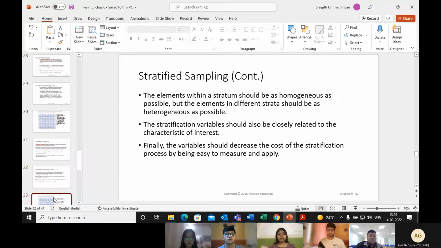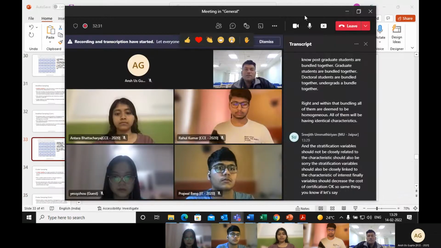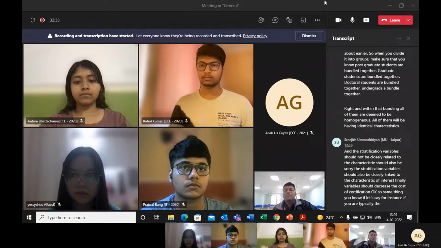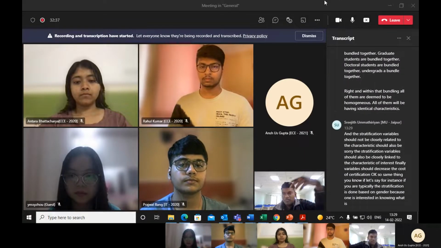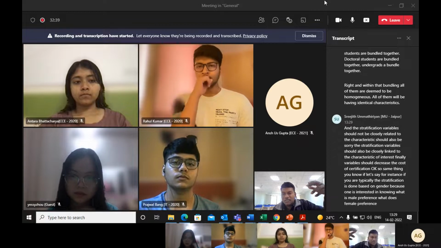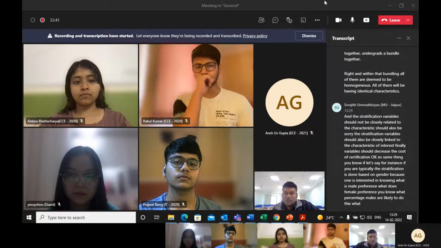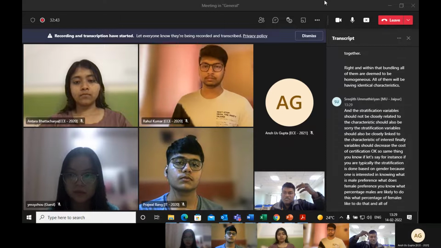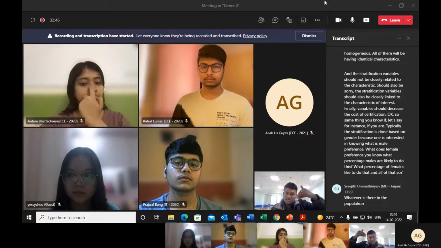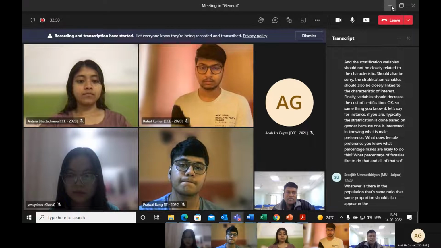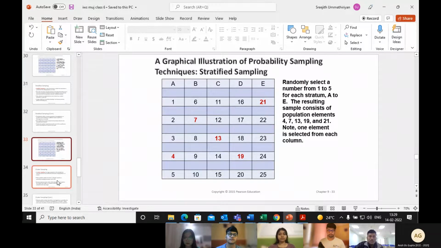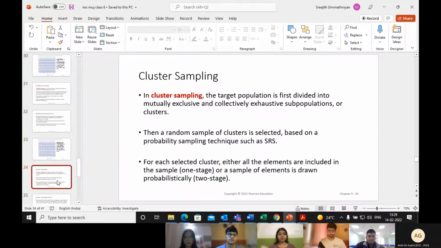Same thing, for instance, typically the stratification is done based on gender, because one is interested in knowing what the male preference is, what the female preference is, what percentage of males are likely to do this, what percentage of females are likely to do that, and all of that. Whatever is there in the population, that same ratio, that same proportion, should also appear in the sample. So that is the whole idea of stratified sampling.